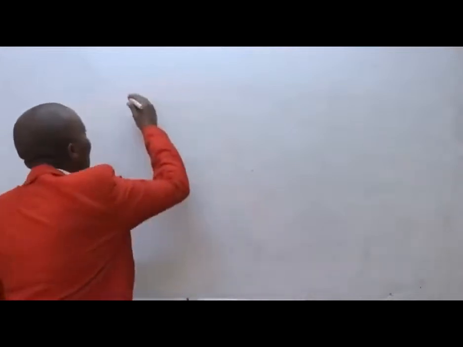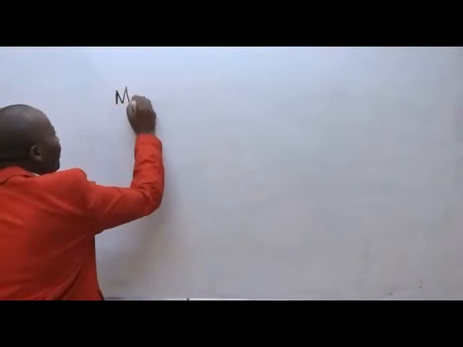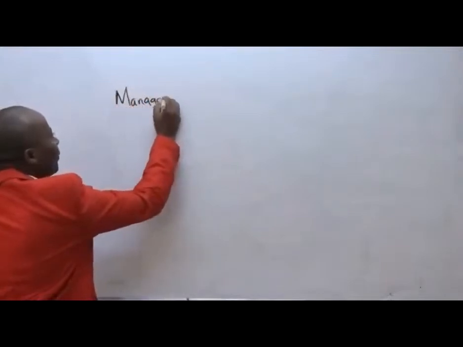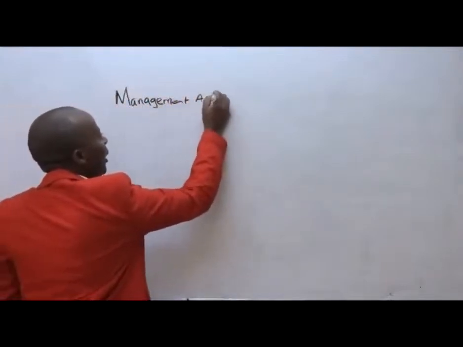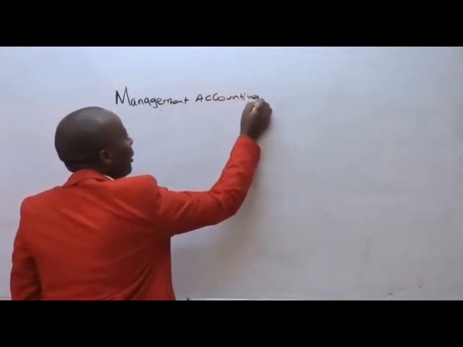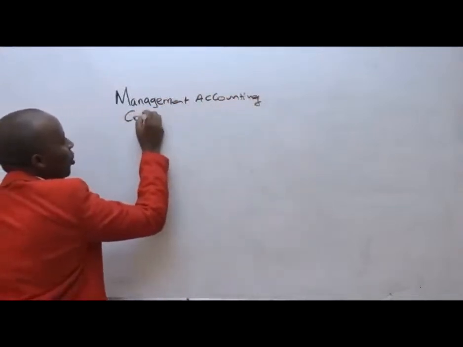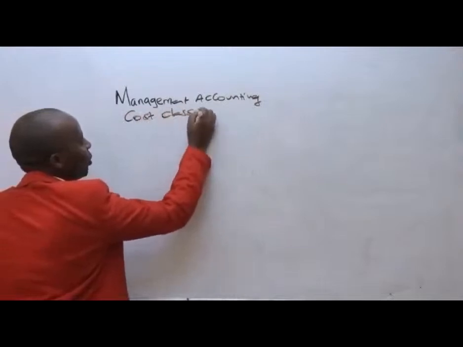Today, I would want us to look at chapter number 2 of management accounting. So, management accounting, chapter number 2. Management accounting, chapter 2, which is cost classification.